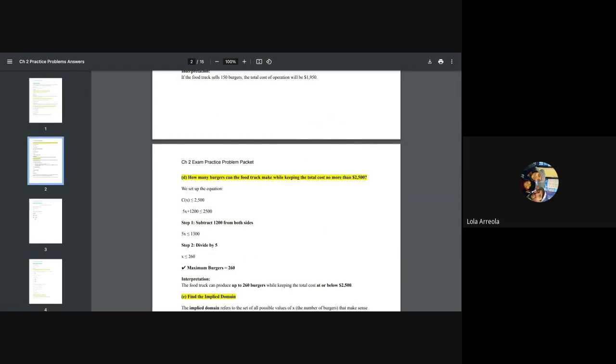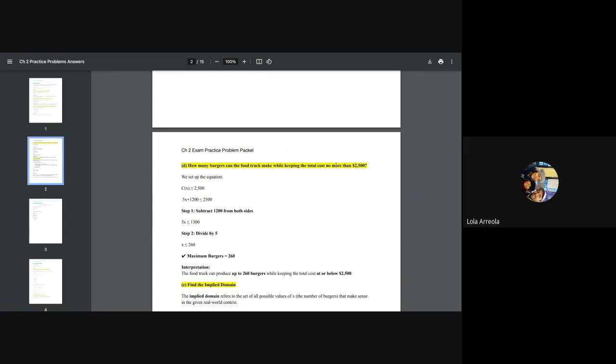How many burgers can the food truck make while keeping the total cost no more than 2,500? Okay, so this is kind of tricky, because it says no more than, or at least, which are indications of an inequality problem. So that's where we have those little Pac-Man symbols. So saying no more than 2,500, I know 2,500 for sure.